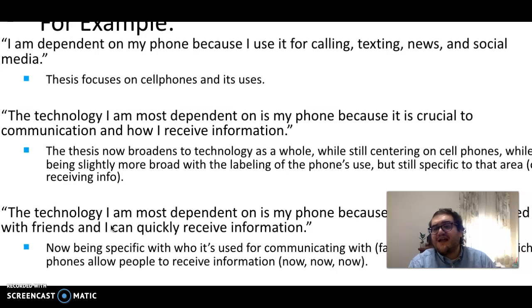Additionally, this makes sure that I as a writer am able to discuss multiple facets of technology, being able to compare cell phone usage to other uses of technology. But again, I can only do that if I mention the subject matter in my thesis statement. Whatever is mentioned in your thesis statement is what your body paragraphs should follow.